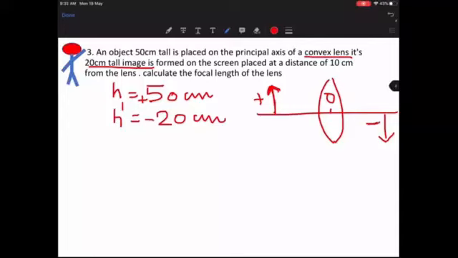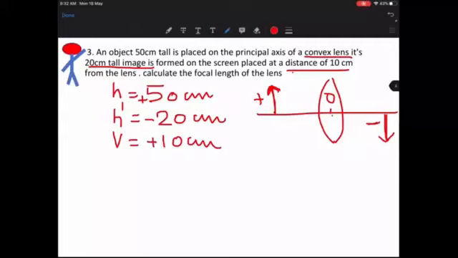So the question is not going to tell you whether it is positive or negative. It will only tell you the value of the quantity, but you have to decide about the sign. So we have h is equal to 50 centimeter and h dash is equal to negative 20 centimeter. We also have one more thing given over here. It is formed on the screen, placed at a distance of 10 centimeter, which means our v is also given, which is 10 centimeters. Now where is the image formed? The image is generally formed on the right hand side of the optical center, which means it is positive. So first write down whether any quantity which is given to us is positive or negative.